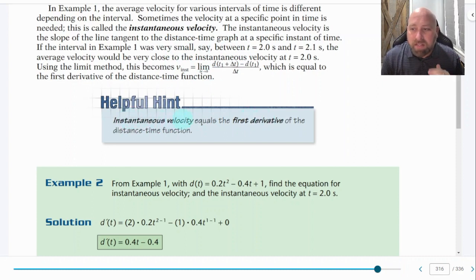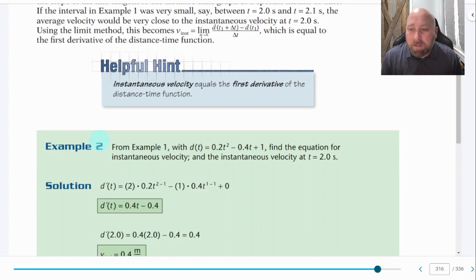Notice it says instantaneous velocity equals the first derivative of the distance time function. So it also equals the slope, because we said that the first derivative equals the slope. So if we can find the slope at that exact point right there, 2.5 for example, whatever point we're looking for, that's what we want.